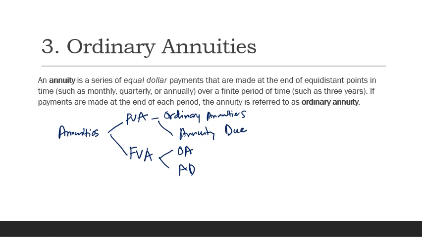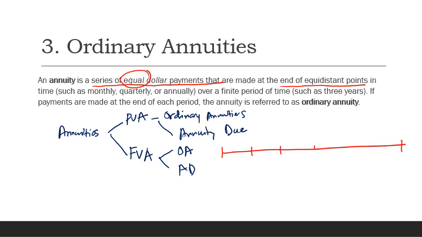Basically, an annuity is a series of equal payments that are made at the end of equidistant points in time, such as monthly, quarterly, or annually, over a finite period of time, for example 3 years, 5 years, and so on. If payments are made at the end of each period, the annuity is referred to as an ordinary annuity. Okay, let me explain.